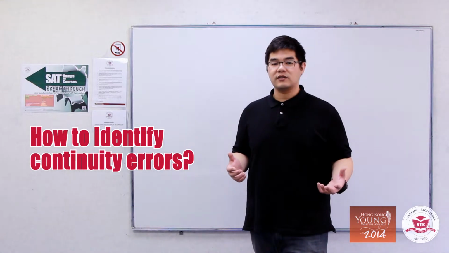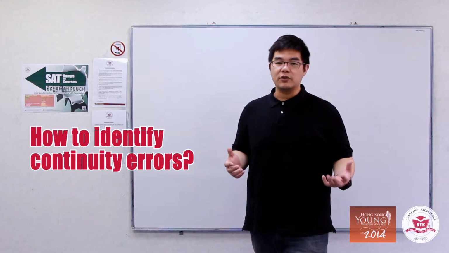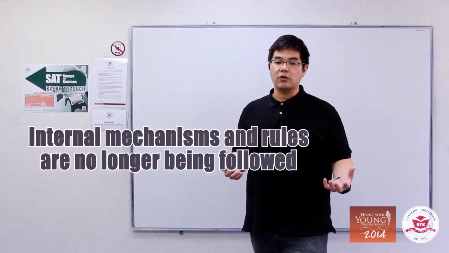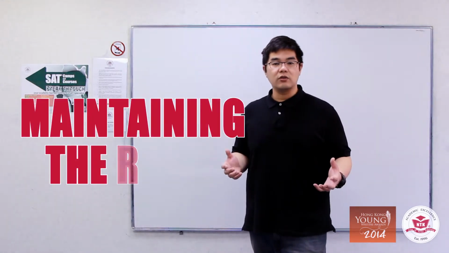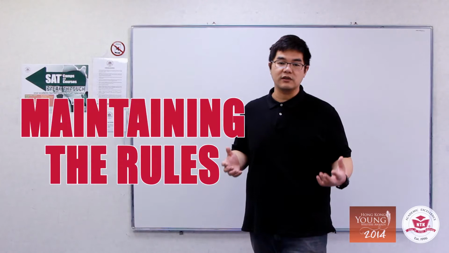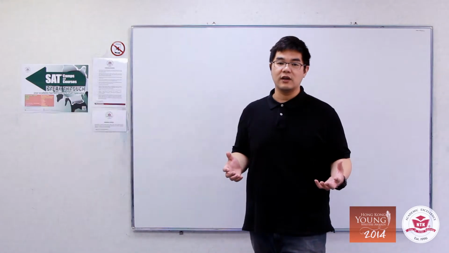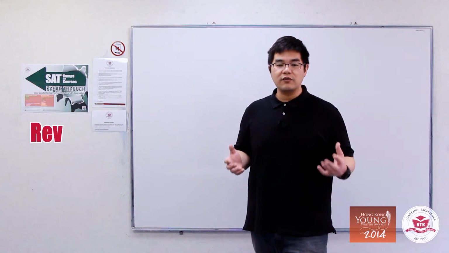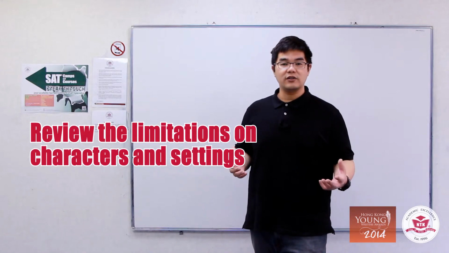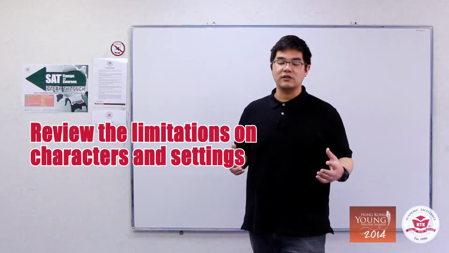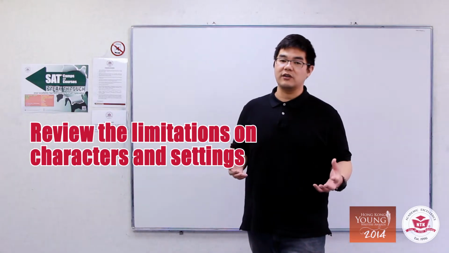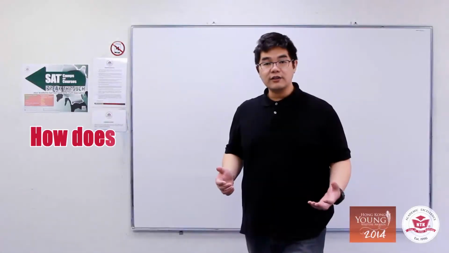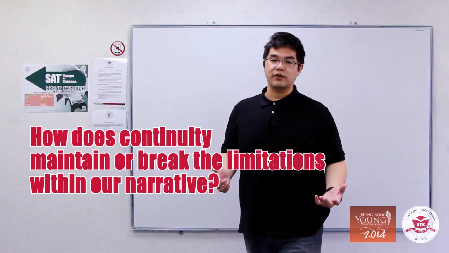Remember, stories don't always make sense because of continuity errors, which means that the internal mechanisms or rules that you as the author created at the very beginning of the story are no longer being followed. Maintaining the rules of both setting and character is really important to avoid any continuity errors. So, in order to identify these errors, go back to the beginning of your narrative and review the limitations that you've imposed on your characters and settings, and any other rules that you put throughout your story, and make sure that your characters stick to them as you go along with your journey.